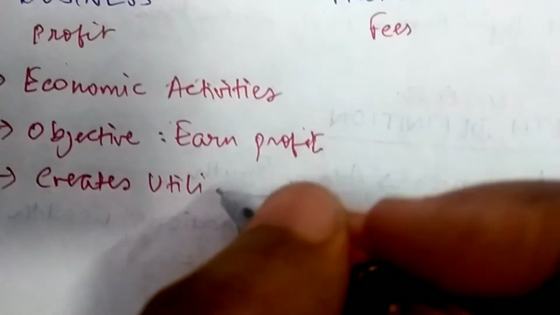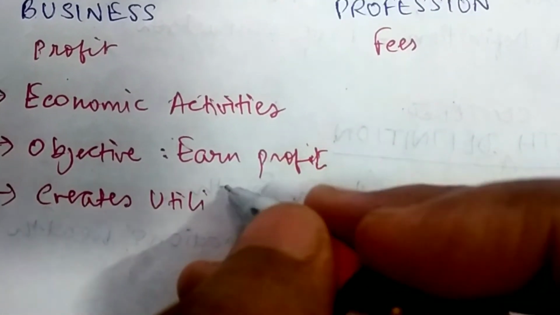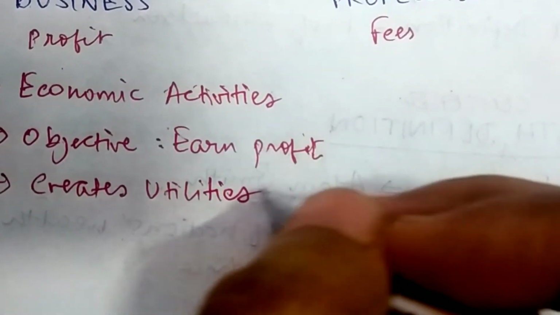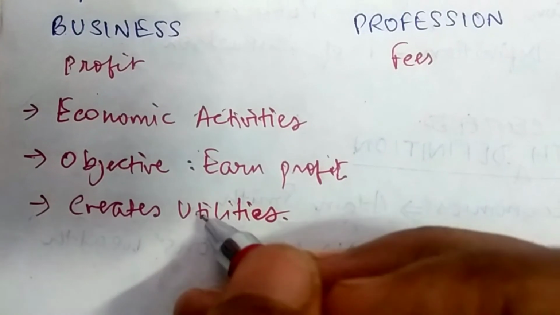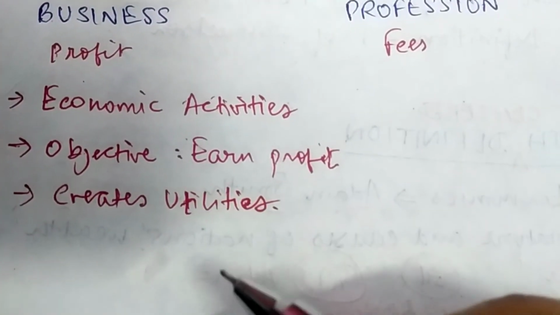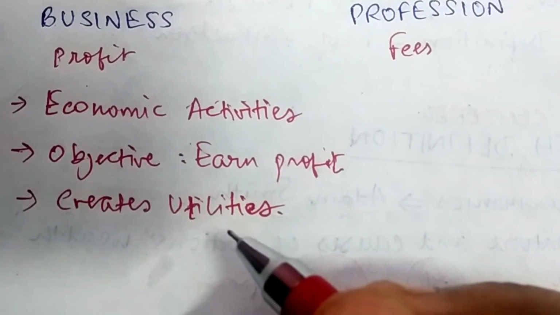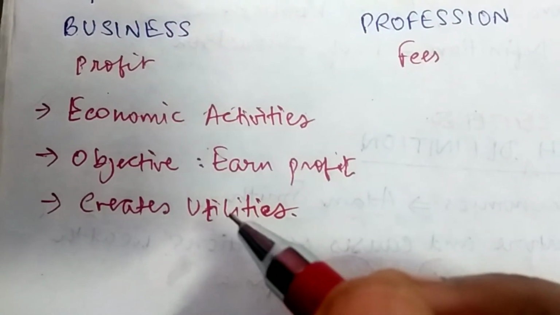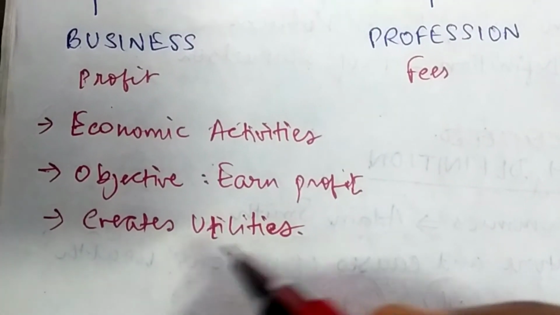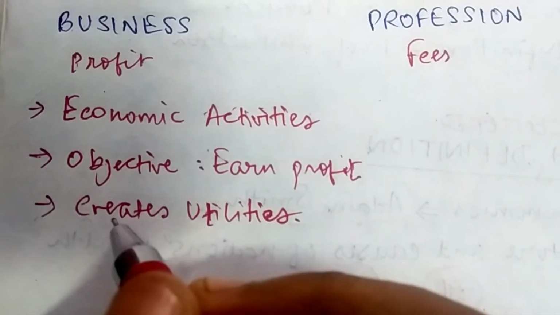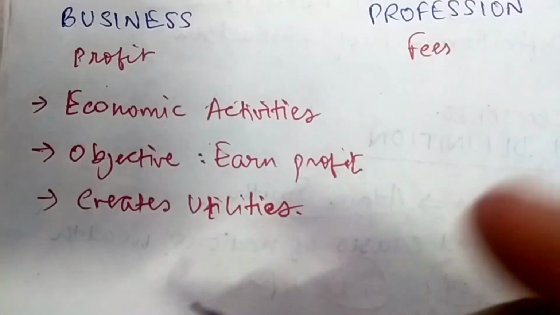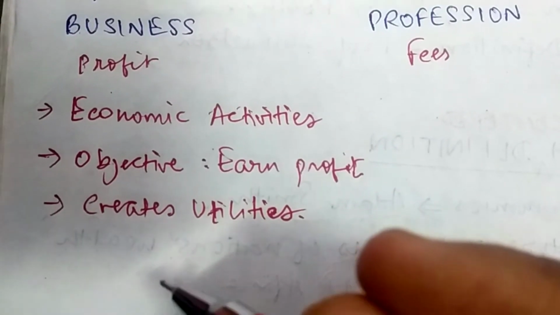Now sir, what is the meaning of this term utilities? I have never heard about this before. Don't worry. Utility means the want satisfying power. That means whenever you are doing business, you are producing goods or a service and you are providing it to your customer, you are satisfying their needs. So that means that you are creating utility and transferring it to someone else with the motive of earning profit.